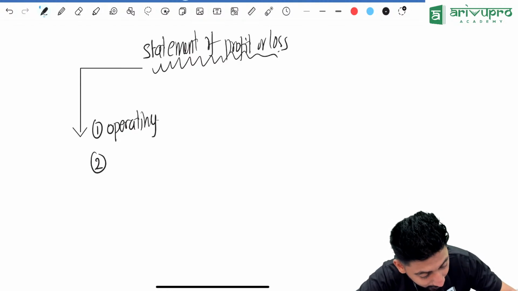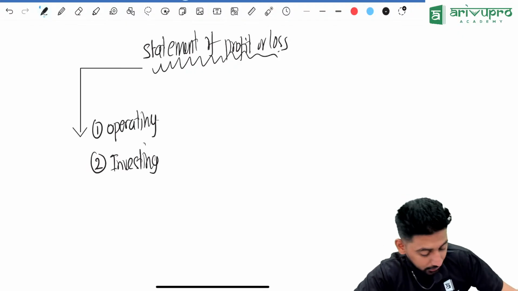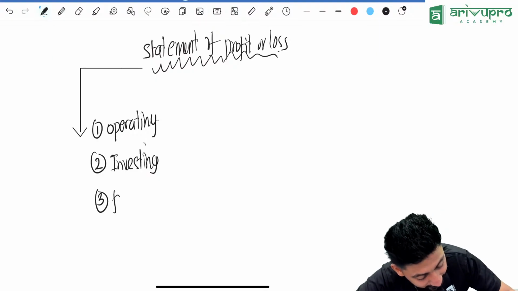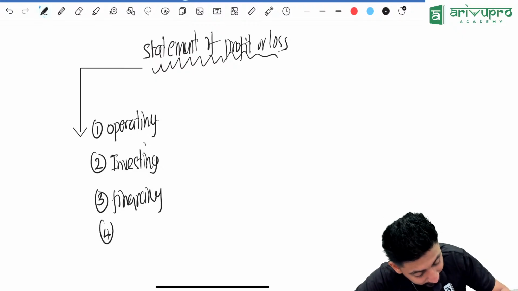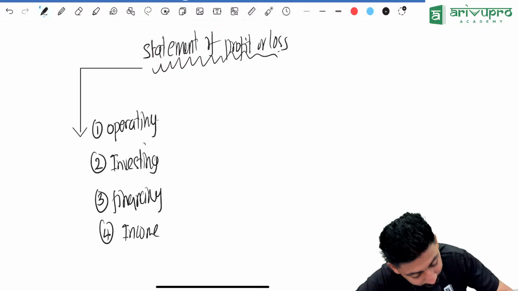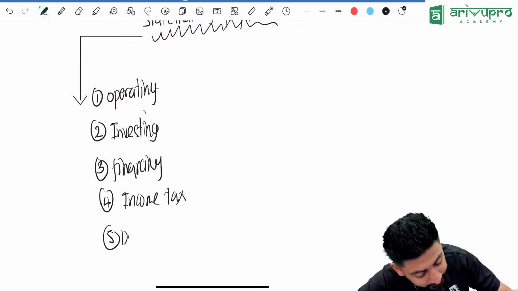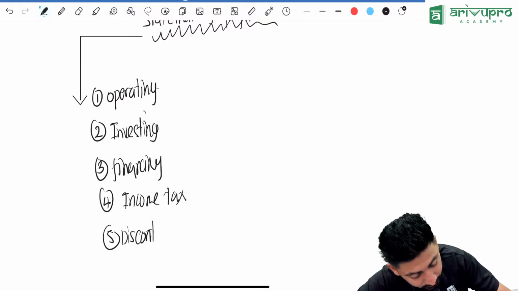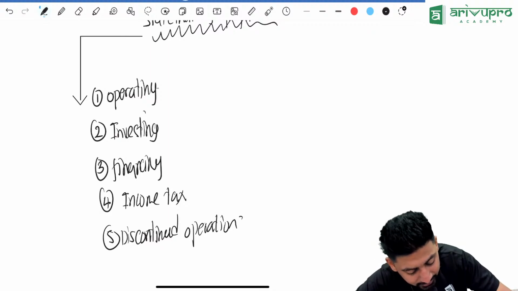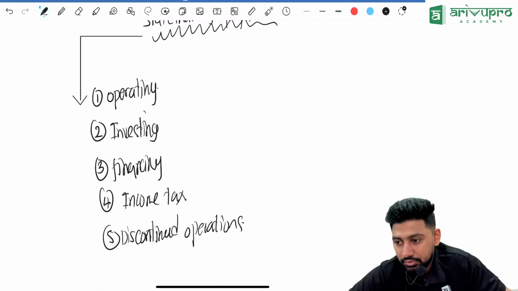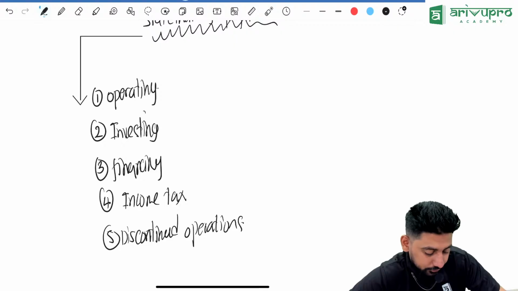Number 2, you have an investing category, just like your cash flow statements. Number 3, you will have your financing category. Number 4, you will have your income tax category. And number 5, you will have your discontinued operations category. Meaning, you are trying to simplify the presentation of financial statements under these headings. Are we clear?